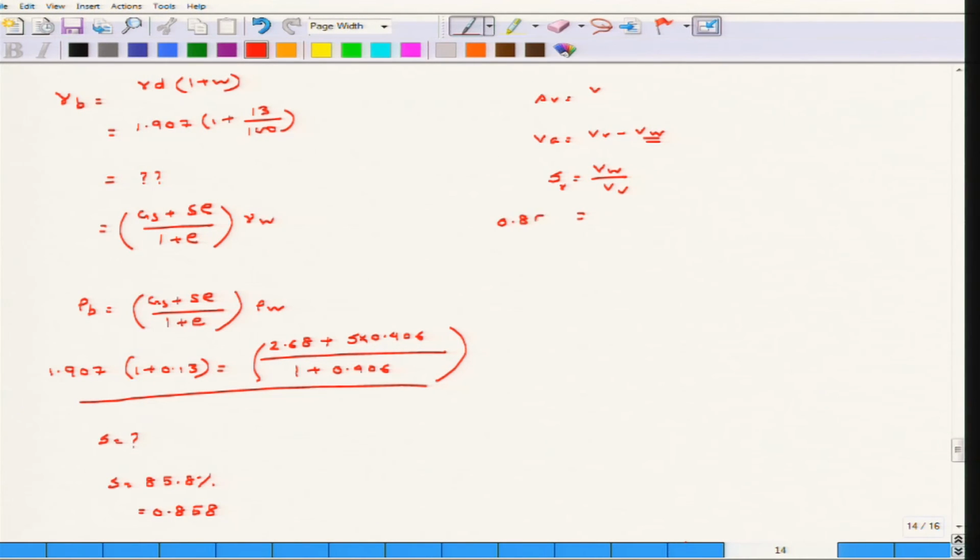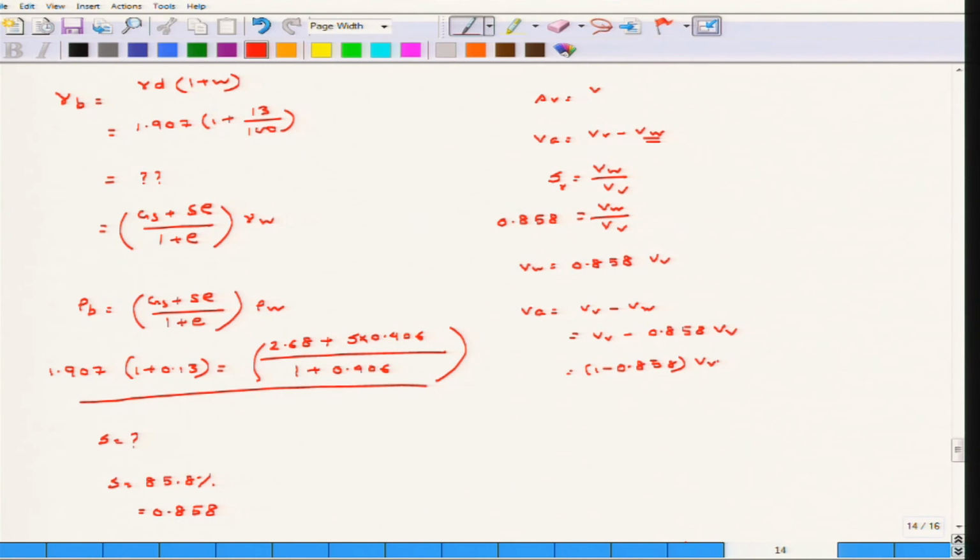So, 0.858 is volume of water by volume of voids. Volume of water is equal to 0.858 into volume of voids. So, volume of air is equal to volume of voids minus volume of water, which is volume of voids minus 0.858 into volume of voids. So, 1 minus 0.858 into volume of voids.